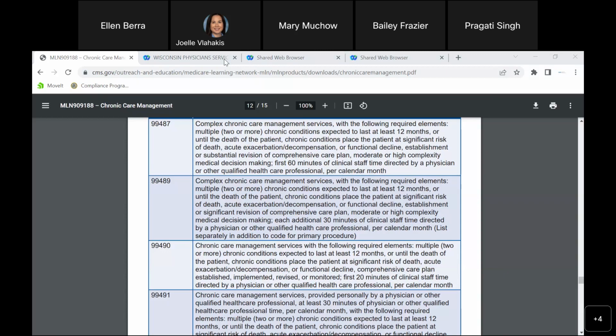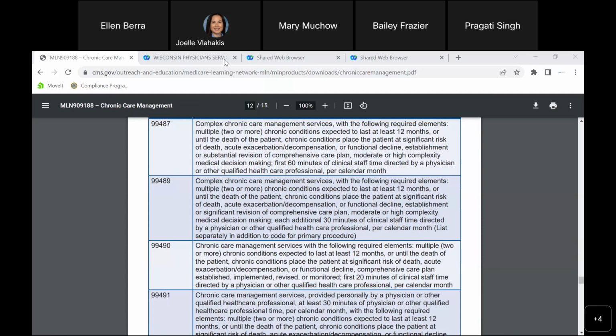Thank you. Next question. In the code descriptor for 99487, it states that there is a moderate or high complexity medical decision making. Since this code is for the clinical staff time, who and how is this MDM happening and when?